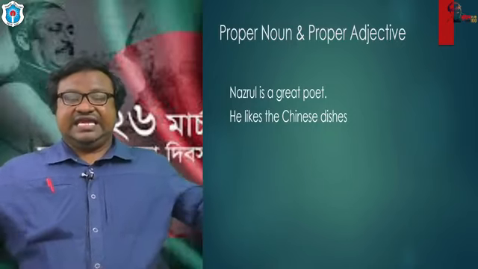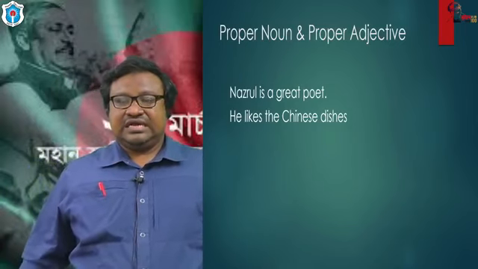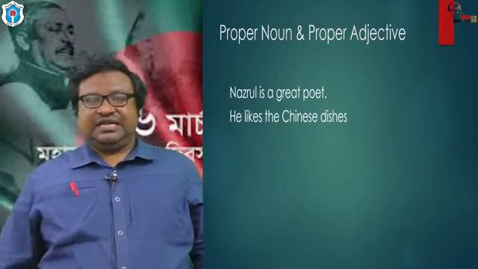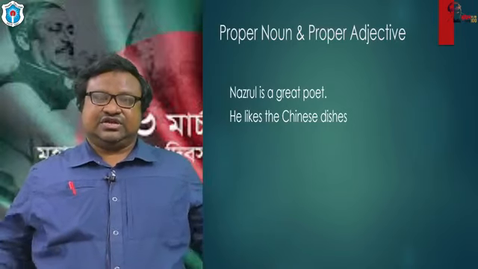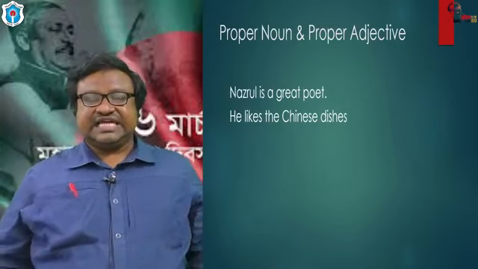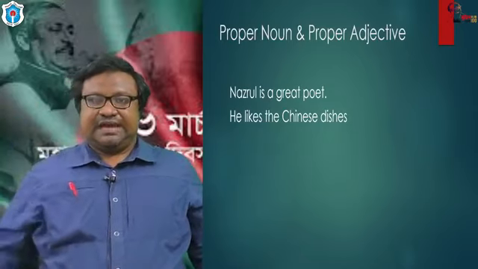And in each of the cases, for example, we like our great all-rounder Saqib al-Hasan. Now when I am writing Saqib al-Hasan in the middle of the sentence or at the end of a sentence, then I am capitalizing it. I am using the capital letter.